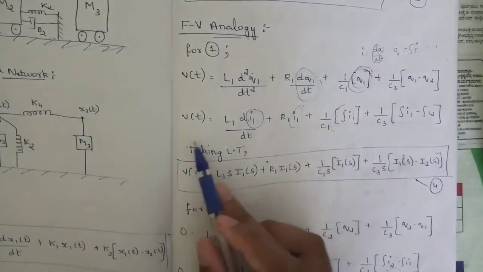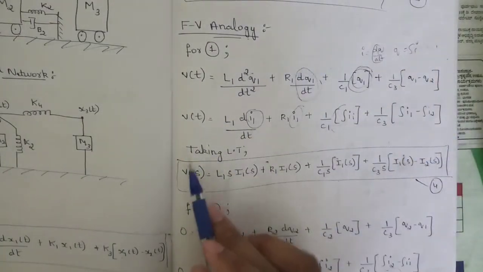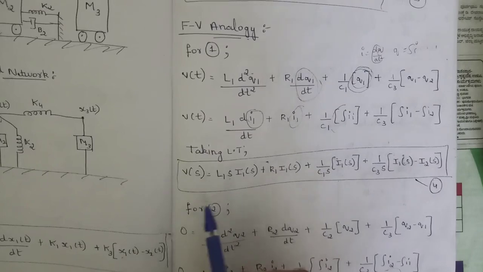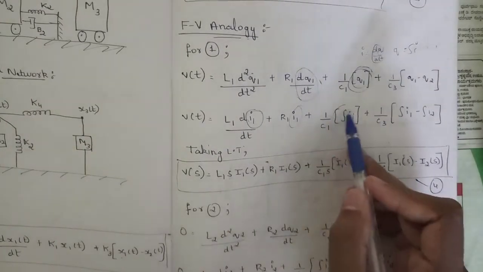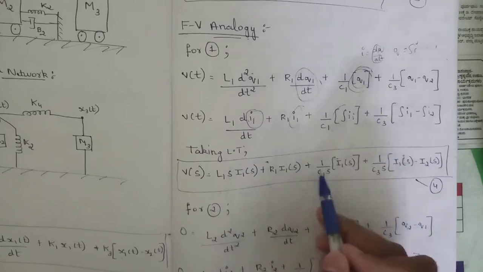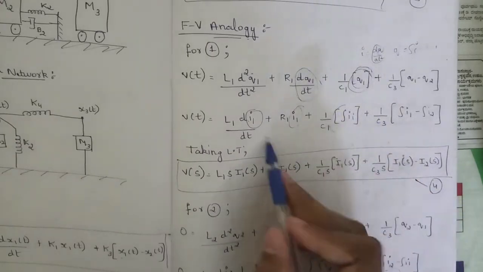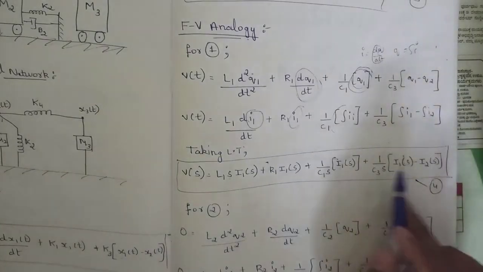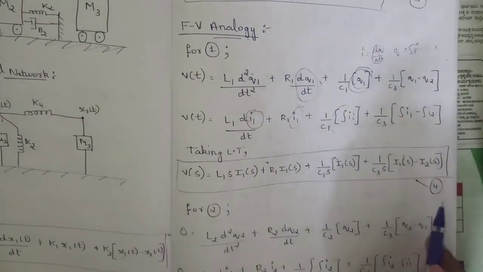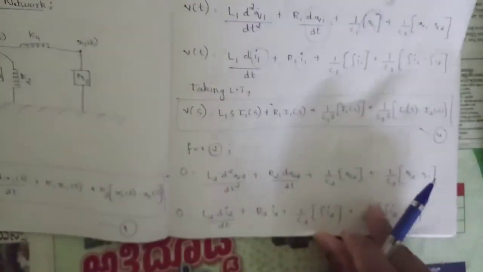Then take the Laplace transform for this equation. So that's why v of t would be equal to v of s now into L1 into s. So d by dt is replaced by s and the integration sign is replaced by 1 by s. So I have written here 1 by c1 into s, and all the I1 terms would be replaced by I1 of s, and all the I2 terms would be replaced by I2 of s. So this equation, note it as equation 4.